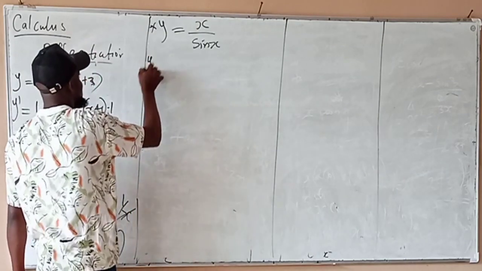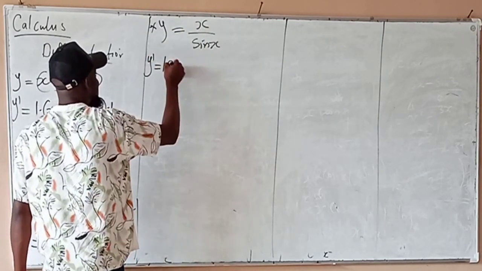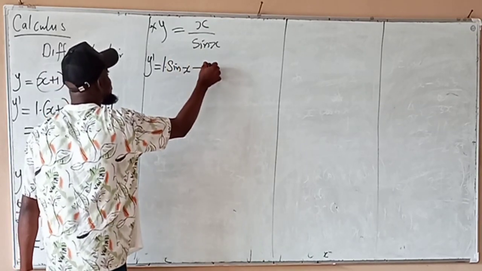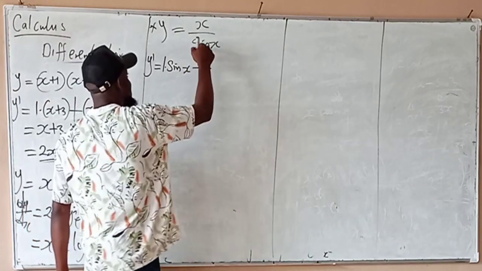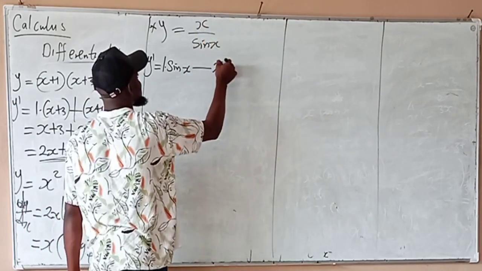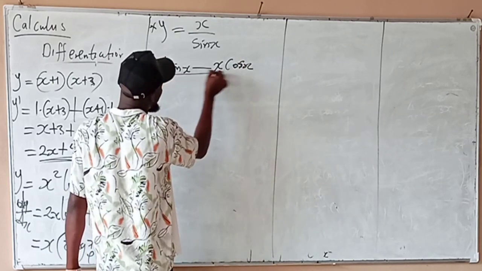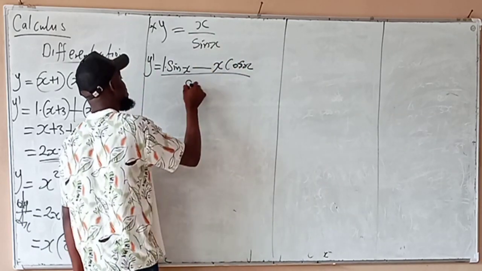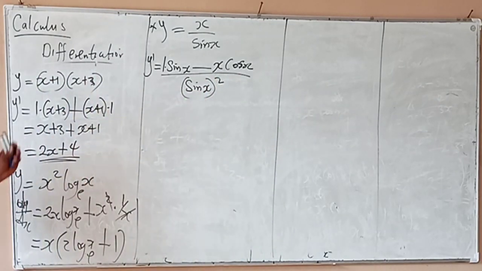Look at it. The y prime will be: differentiate the first one, you have 1, then you give the second one. It's the same thing, but this one you put minus, not plus. Then minus: differentiate the second one, leave the first one, you have x cos x. Then you divide the answer by the denominator, then you square it. That is the only difference.